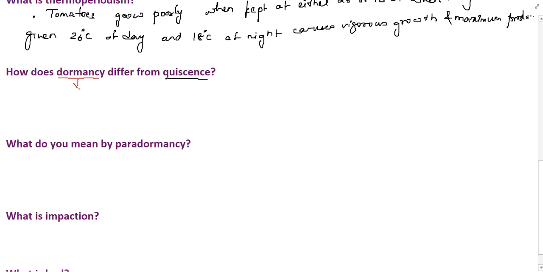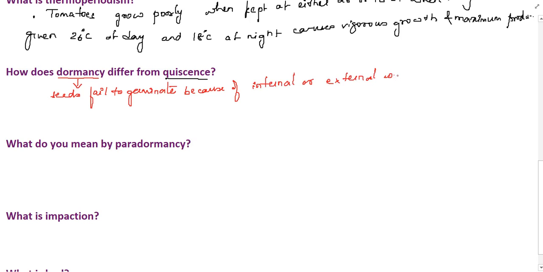Okay, so dormancy is when seeds fail to germinate because of internal or external conditions. What are the external conditions that can cause the seed to remain dormant? Say for example temperature, then moisture, etc. Okay, and when the environment is suitable, then only they will germinate.